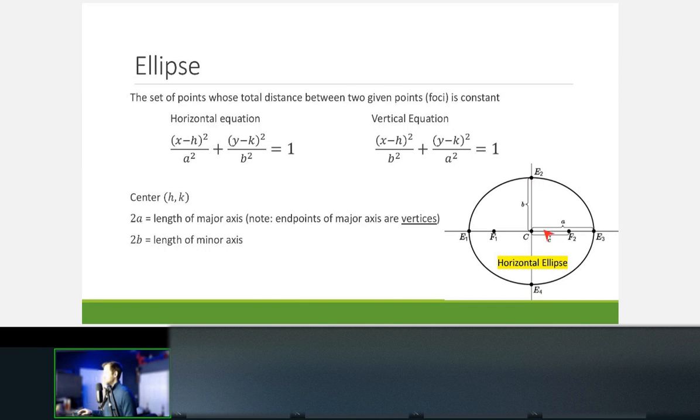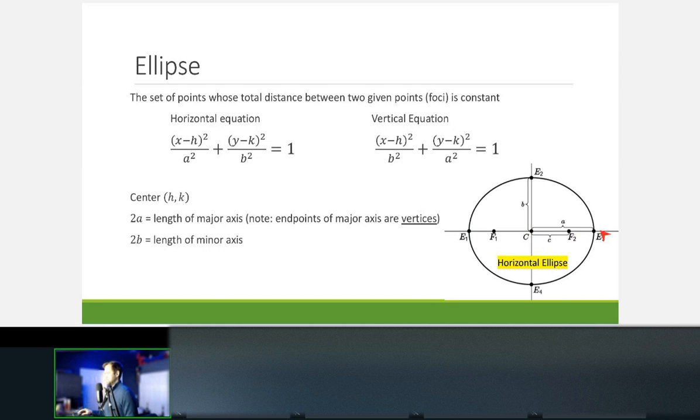Also, if you notice, I have a little b, a little c here, and a little a. So again, the center is capital C. The distance from the center to one of your focal points is lowercase c. Take note of that. These are different variables.